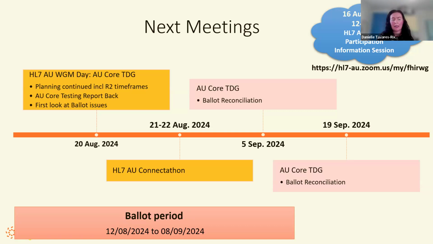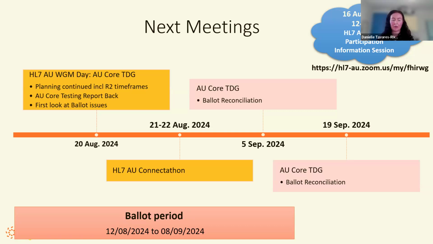And then if we have time, let's take a first look at ballot issues, because by that point, ballot will have been open for a couple of weeks. So we'll already have some stuff coming through. So it'll be good to start to get a sense of what the scope and the size of what we would need to work through for reconciliation is.